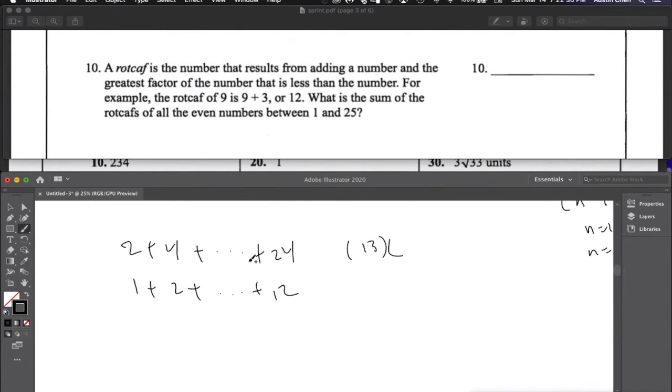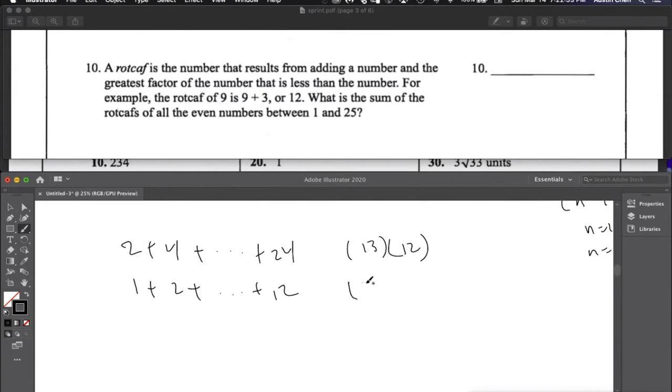And then you multiply by the number of numbers, which is just going to be 24 over 2, right? Because you can count the places of these numbers by dividing by 2. So 2 is in the first place, 4 is in the second place, so 24 is going to be in the 12th place. That means there are 12 numbers in total. So this is the sum of that.